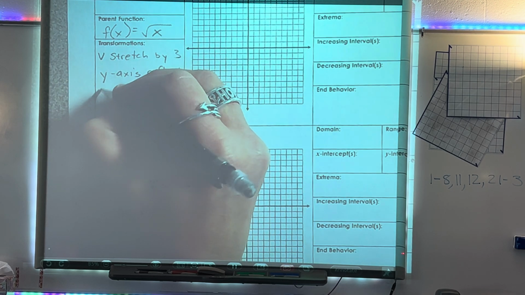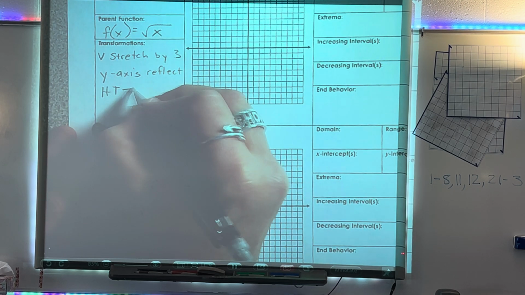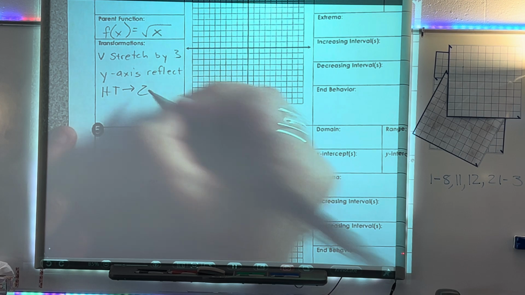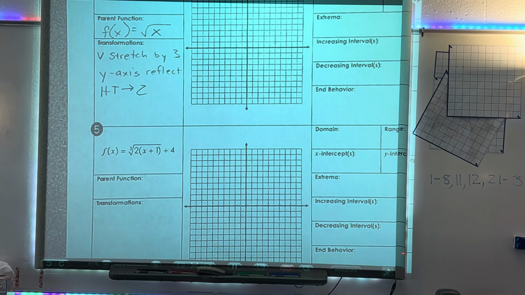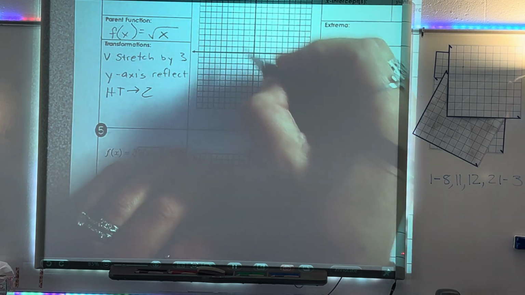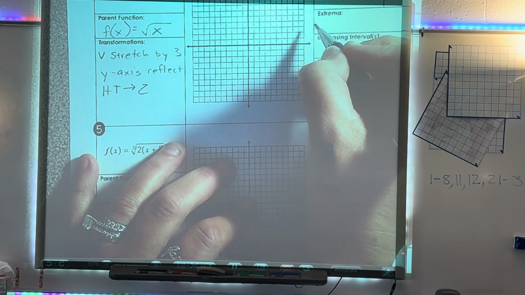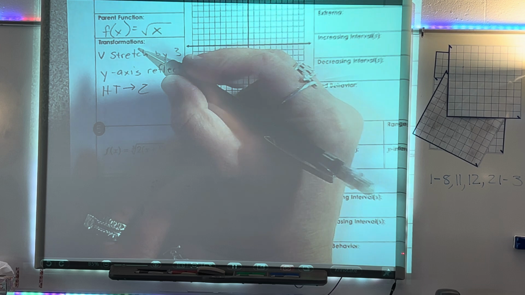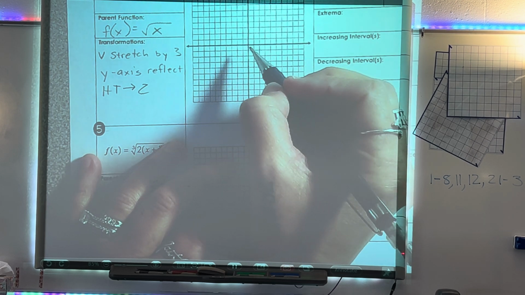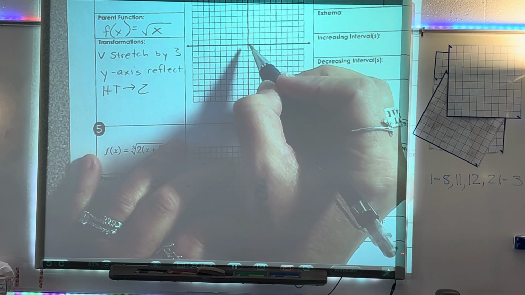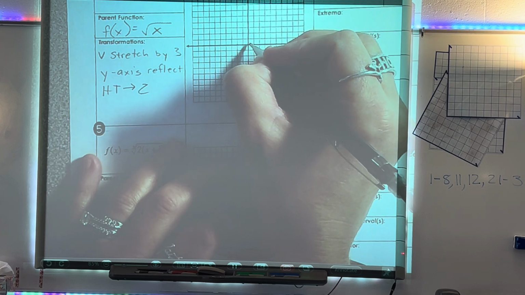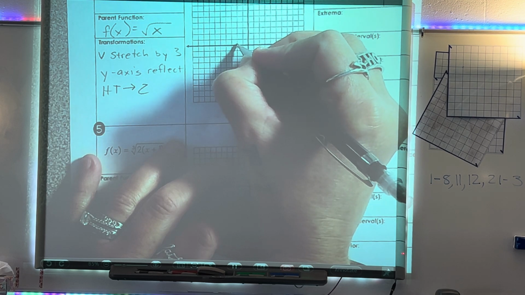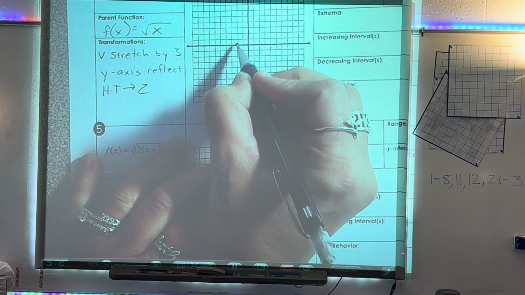And then I've got a horizontal translation to the right 2. Okay, so let's see, square root would normally do this, it's reflecting, it's going to go this way. Ooh, lots of stuff going on there. It's going to be 2, 0 is the first one. Right? Yeah. One is at positive 3, and it should come this way, yeah?